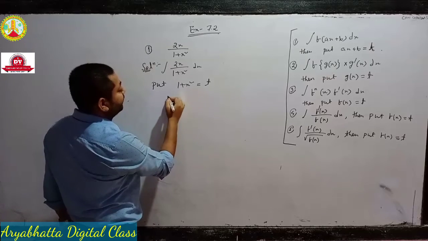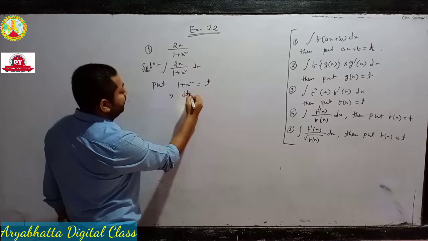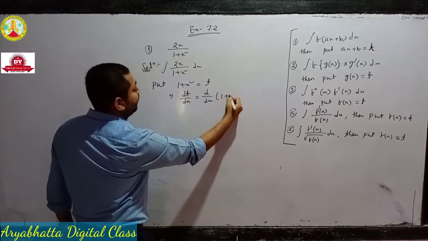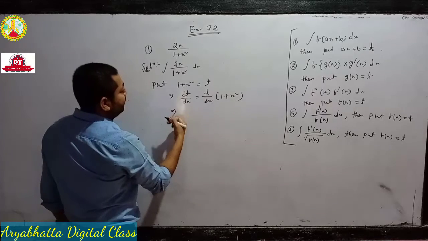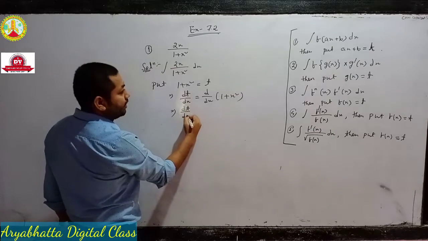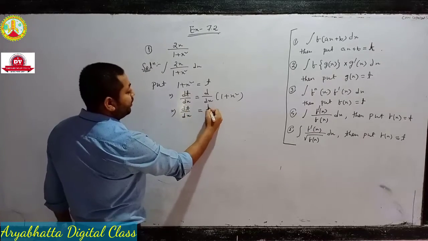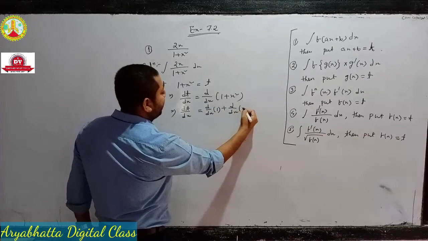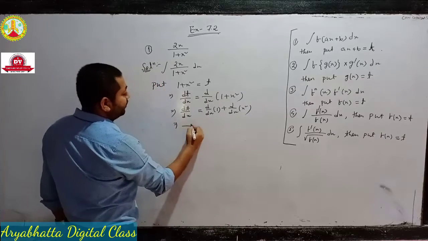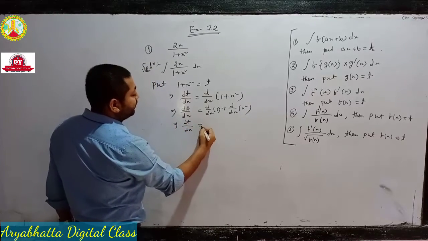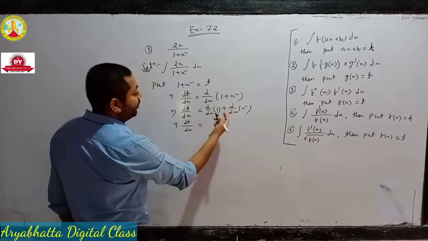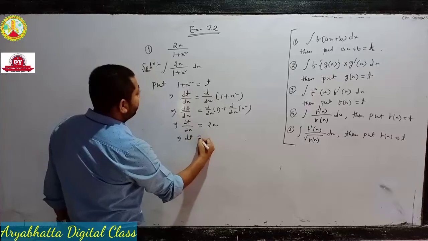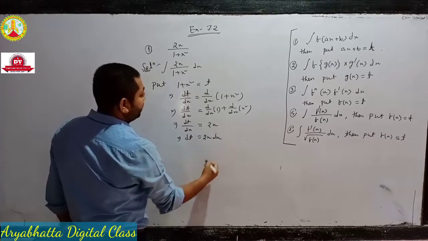Now differentiate with respect to x, then we have dt by dx equal to d by dx of 1 plus x squared. This implies dt by dx equal to d by dx of 1 plus d by dx of x squared. This implies dt by dx is equal to 0 plus 2x. This implies dt equal to 2x dx.